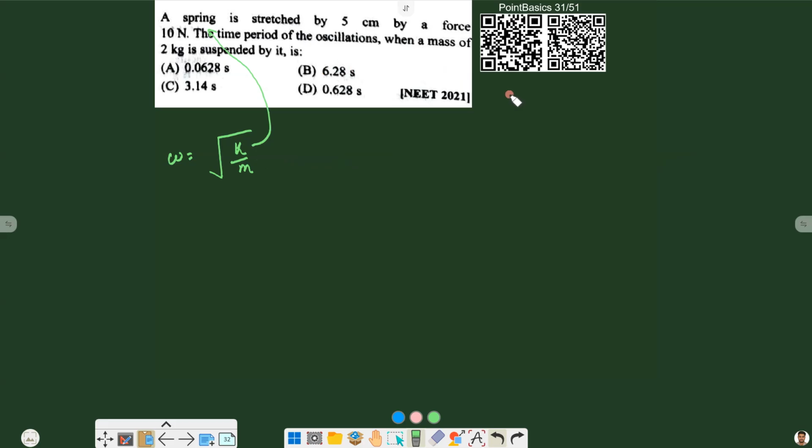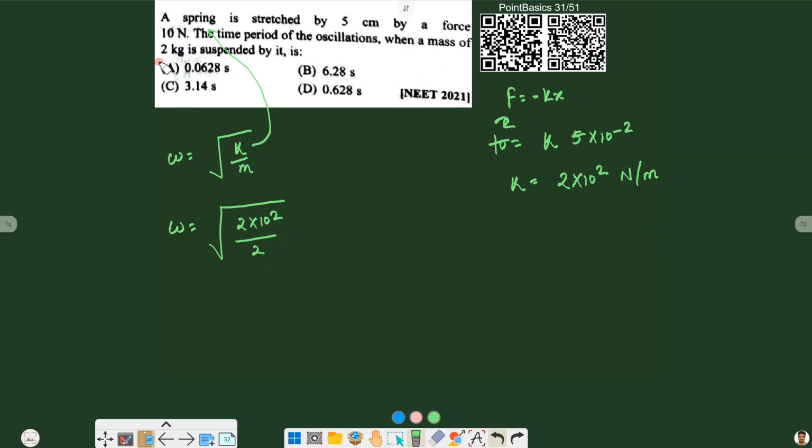Now for a spring, F is given as kx, or exactly minus kx, but we will only deal with magnitude here. So force is 10, k we will find out, and x is 5 centimeter or 5 into 10 raised to power minus 2. From this, k comes out to be 2 into 10 raised to power 2 Newton per meter. We have the value of k and the mass, so omega comes out to be the square root of 2 into 10 raised to power 2 divided by the mass, 2 kg. So it comes out to be 10.